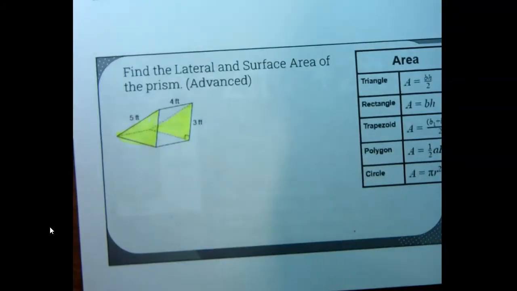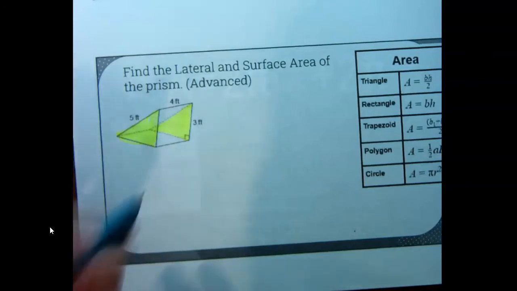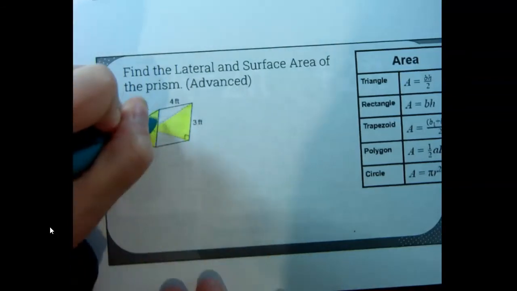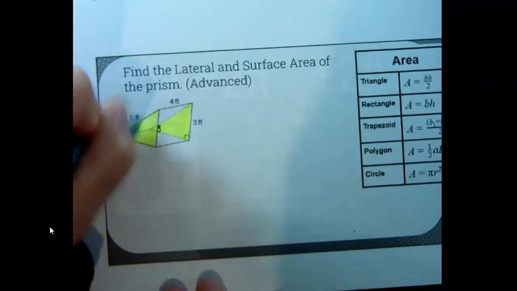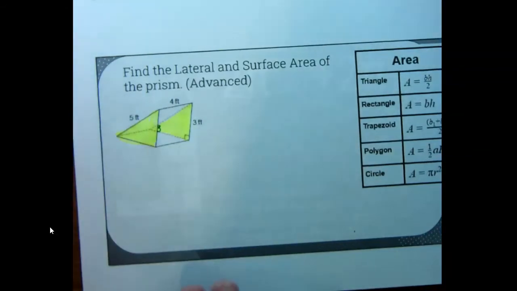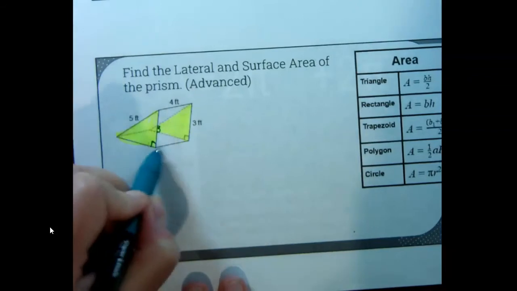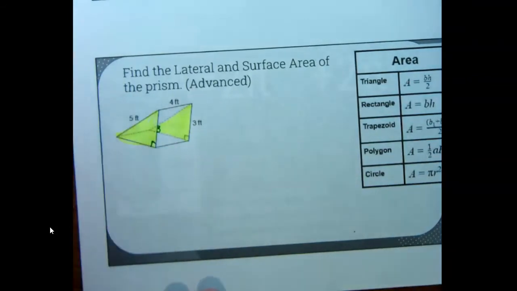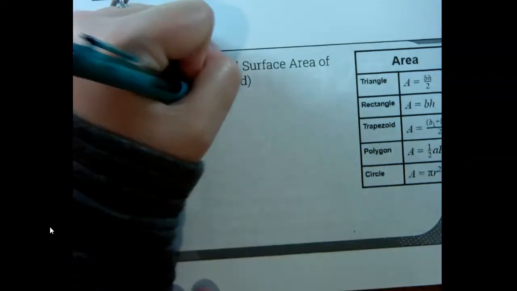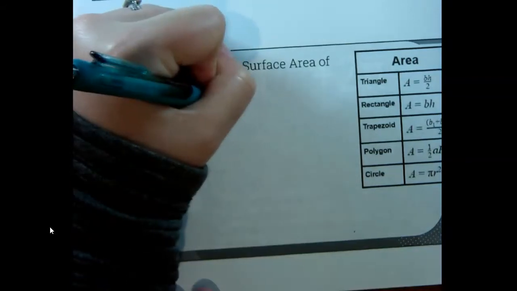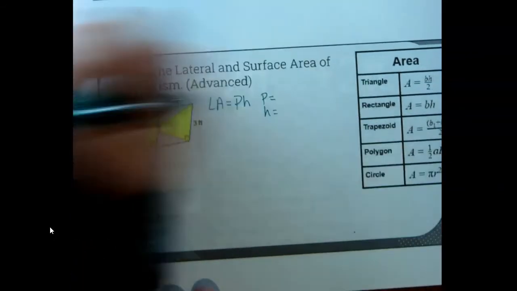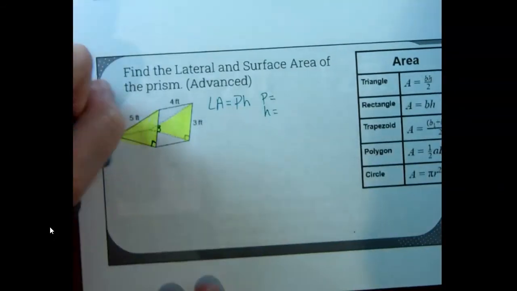All right, cool. So we need the perimeter of our base, but the problem is we have 3, we have 5, we don't know that length down there, but we can figure that out because these are right triangles. So we can use the Pythagorean theorem to solve for that, because we cannot figure out our lateral area without the perimeter, and we can't figure out the perimeter without this length.